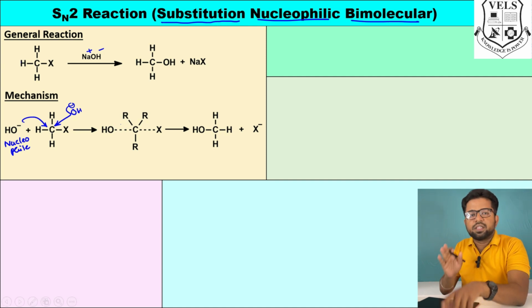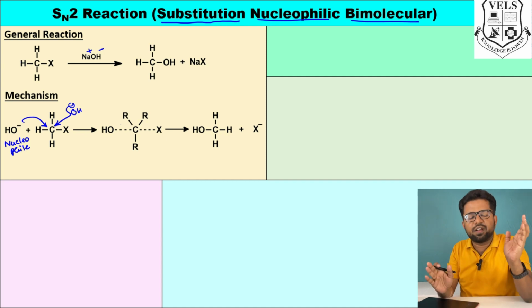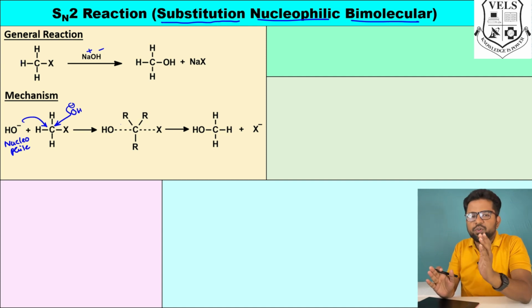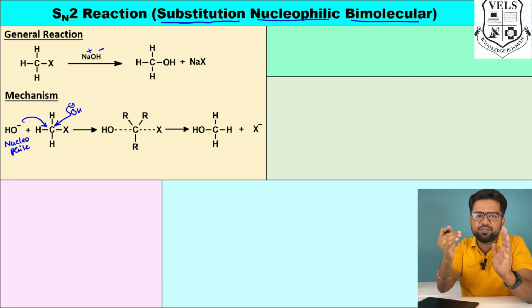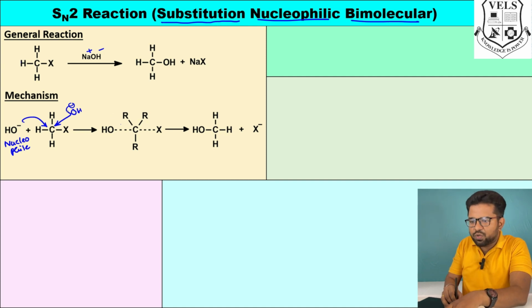always the nucleophile will try to approach opposite to the leaving group. Suppose the leaving group is present at the right hand side, the nucleophile will approach from the left hand side. Suppose the leaving group is present at the left hand side, the nucleophile will try to approach from the right hand side. So always opposite to the leaving group, the nucleophile attack will take place. Fine. So I am just removing this front side attack part.